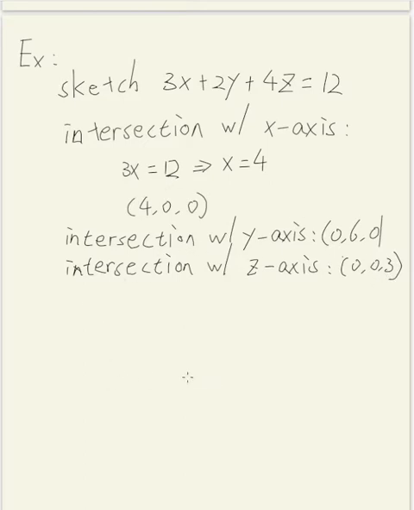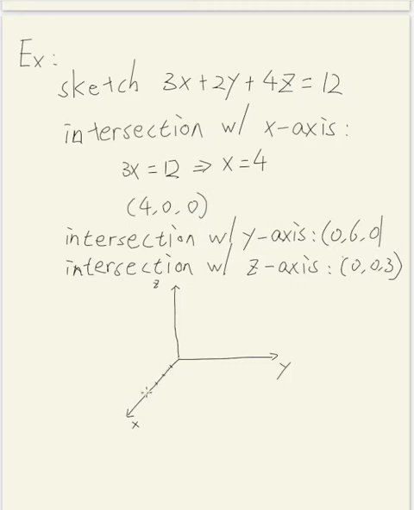Let's try to plot this. Here I'm not going to draw the negative parts of the axes, just because too many lines on a graph make it messy. So let's just draw the positive parts. So what I mean is this is the y-axis. This is the z-axis. This is the x-axis.